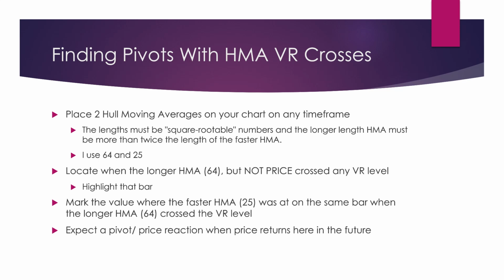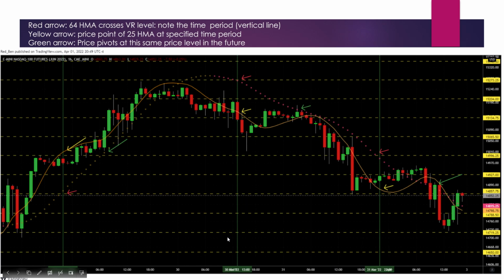So what I'm doing is finding spots where the 64 HMA crosses the VR level, but price is not crossing the VR level at that same time. I'm highlighting that bar vertically. And then I'm marking the actual value where the faster Hull moving average was at that same bar. And then I extend that level to the right, and I expect that sometime when price returns to that level where the 25 HMA was when the 64 HMA crossed the VR level, I expect price this time to react at that spot. And you might think it doesn't work, but it does.